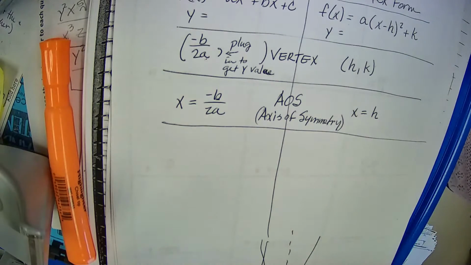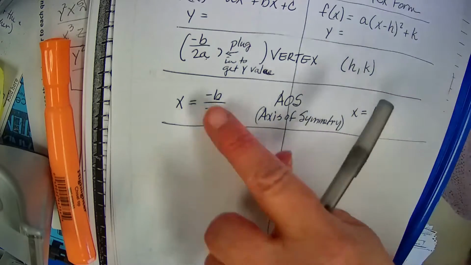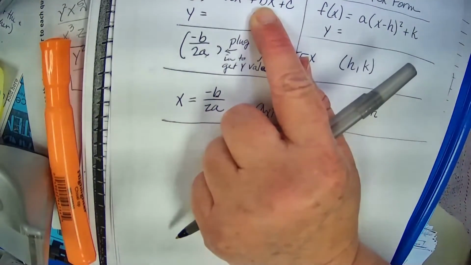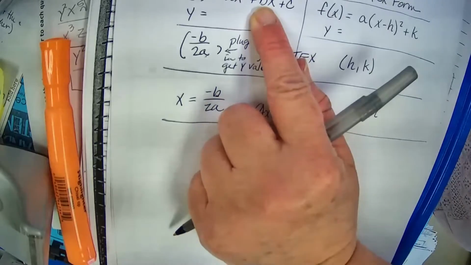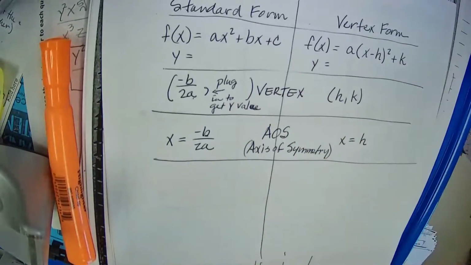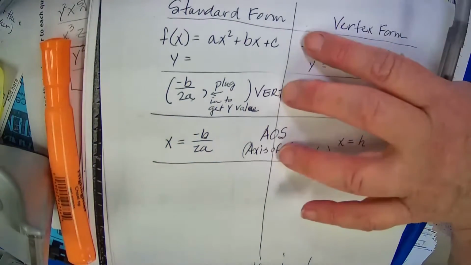What says the opposite of b? If b right here is a 5, it would be a negative 5? Correct. So those are the 3 major points.